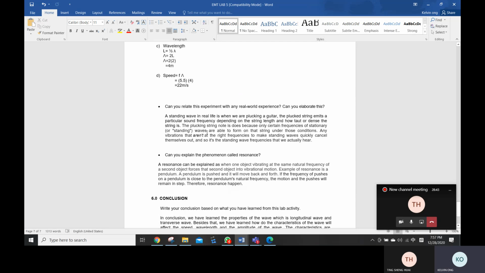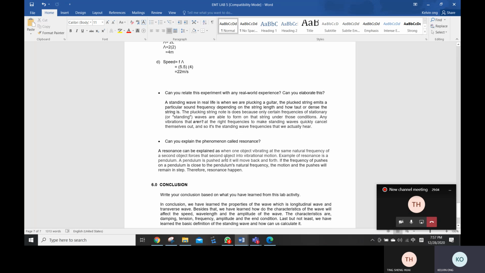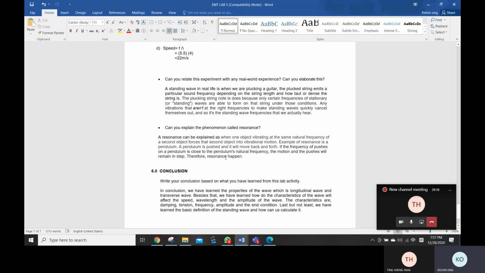Can you relate this experiment with any real world experience? In real life, a standing wave occurs when we pluck a guitar. When we pluck a guitar, the strings emit a particular sound frequency depending on the string length and how taut or dense the string is. The plucked string produces notes because only certain frequencies of stationary waves are able to form on that string under those conditions. Any vibrations that aren't the right frequency to make standing waves quickly cancel themselves out, so it is the standing wave frequency that we actually hear.